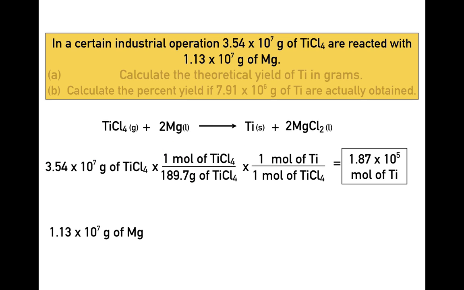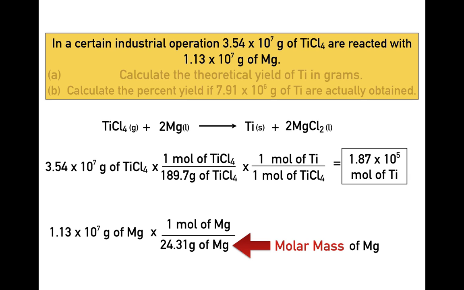Okay, so let's now find how many moles of titanium I make from 1.13 times 10 to the 7 grams of magnesium. Again, I need to find the molar mass of magnesium. So I go to the periodic table and find that it's 24.31 grams per 1 mole. And now that I have moles of magnesium, I need to find how many moles of titanium.